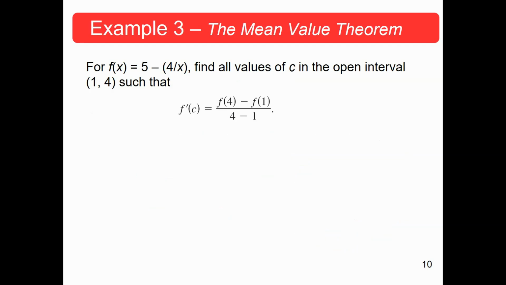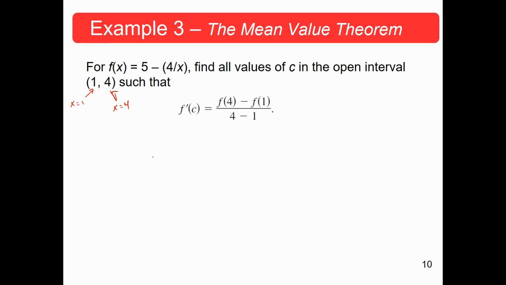And we can use this now to show that for a function, there is some value that does indeed have this slope. So if we're looking at f of x equals 5 minus 4 over x, we're going to plug in the a and the b. The points are x equals 1 and x equals 4. Those are the endpoints. So what I'm saying is f of 4 minus f of 1, the endpoint minus the endpoint, over the x values, 4 minus 1.